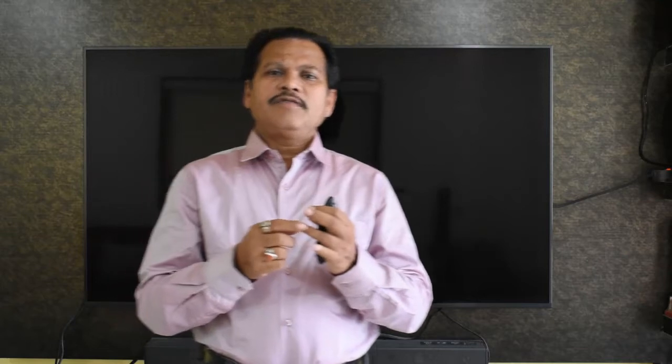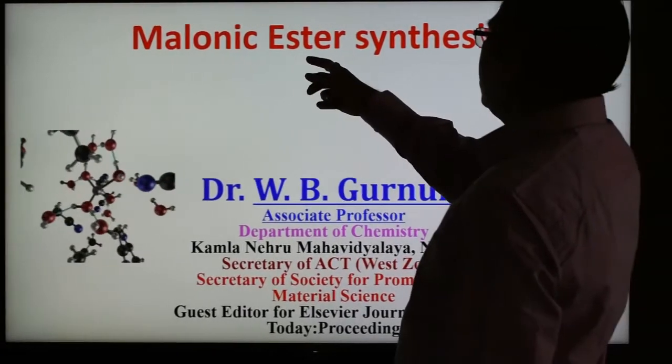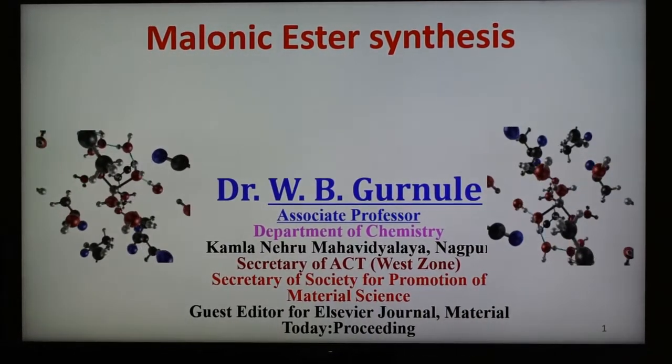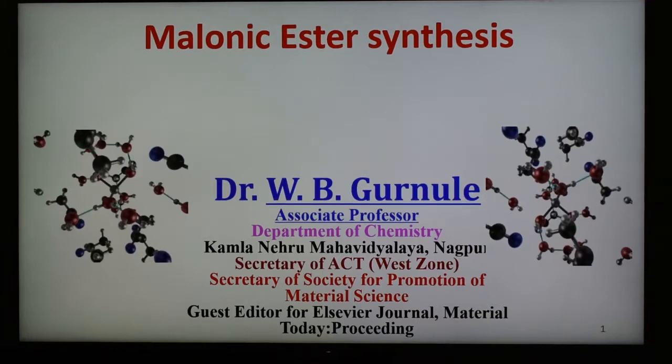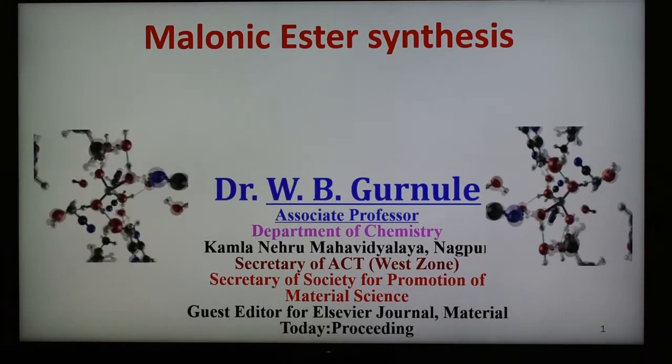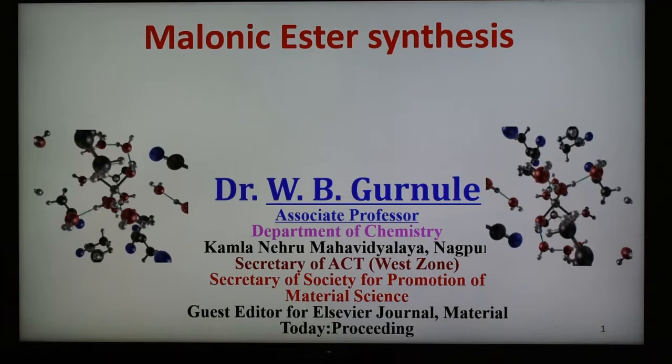And here 3 main steps are there. Number 1 is the formation of enolate ion, and after that the alkylation of this enolate anion, and the third step is the hydrolysis and decarboxylation. So different types of compounds we are going to discuss, and their synthesis in today's presentation. So the topic is malonic ester synthesis, and malonic ester synthesis consists of 3 steps. First step is the formation of enolate ion, second step is the alkylation, and third is the hydrolysis and decarboxylation.